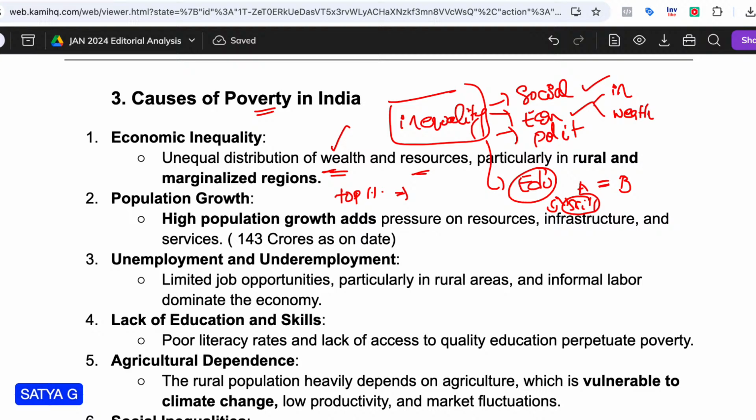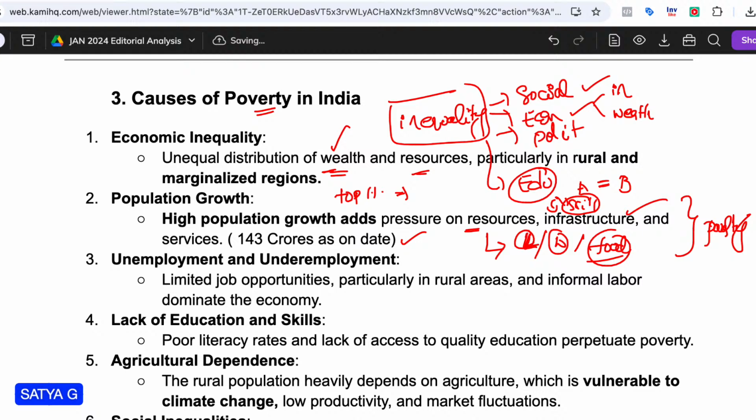Next, population growth. When the population increases, there will be pressure on the resources. Whenever we talk about resources, you need to mention natural resources like land. As of now, we have a 143 crore population, so the density of population will increase. The pressure will increase on land and on water. Right now we are facing water scarcity, another issue. And then land, water, and food, so food insecurity. Like this, infrastructure and other services ultimately lead to poverty.